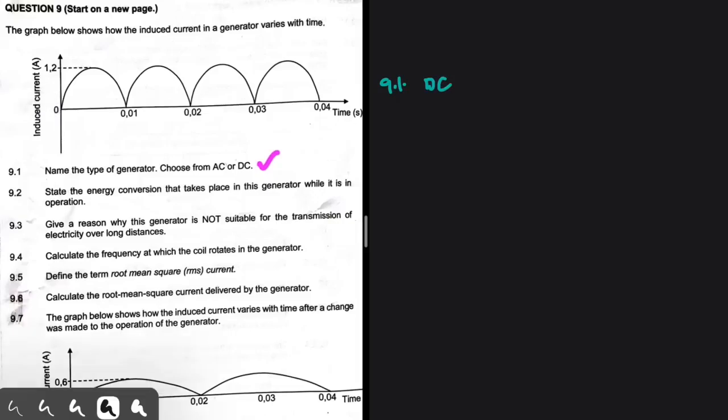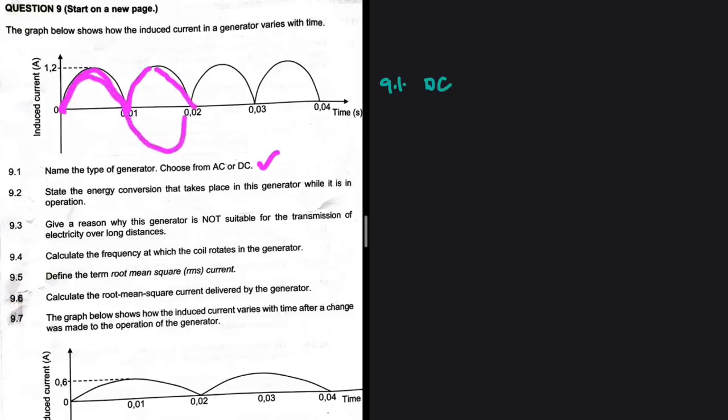Let's go to 9. Name the type of generator. Choose from AC or DC. Should be an easy question to answer, right? 9.1. This is DC. Why are we saying that? You can see that the induced current does not change direction, it stays in the same direction. If it goes down like this and forms a cos or sine graph, that would be an AC, alternating current. But in our case, we have a DC generator. That is 9.1.